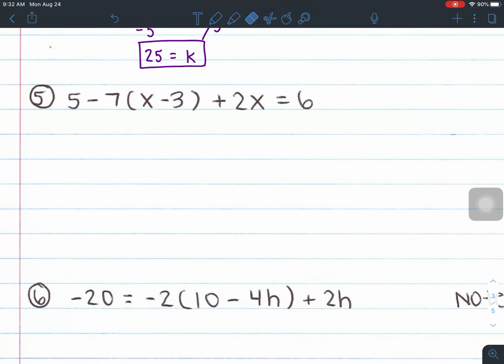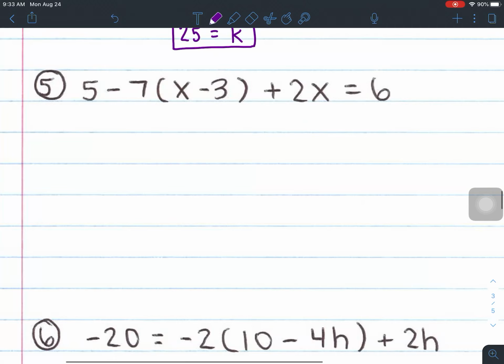Moving on to number 5: 5 minus 7, parentheses x minus 3, parentheses, plus 2x equals 6. Now I do want you to try to do this one. If you want, go ahead and pause the video and try it. Worst case scenario, you make a mistake, and when I go over it, you just have to erase it. It's not that big of a deal. Okay, so I'm going to go ahead and begin. Hopefully you've paused it if you wanted to try it.